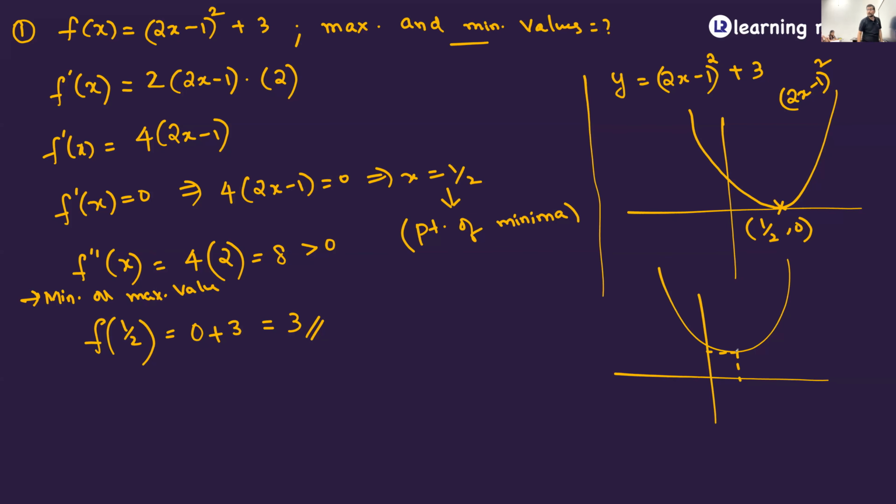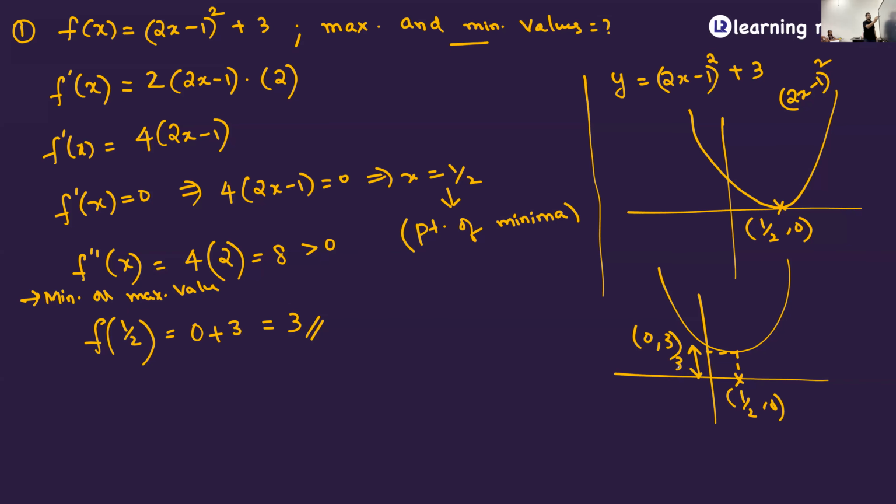And where is the minimum value attained? The minimum value is attained at half. And what is the value of it? The value of it is 3. That is what has happened in this problem.